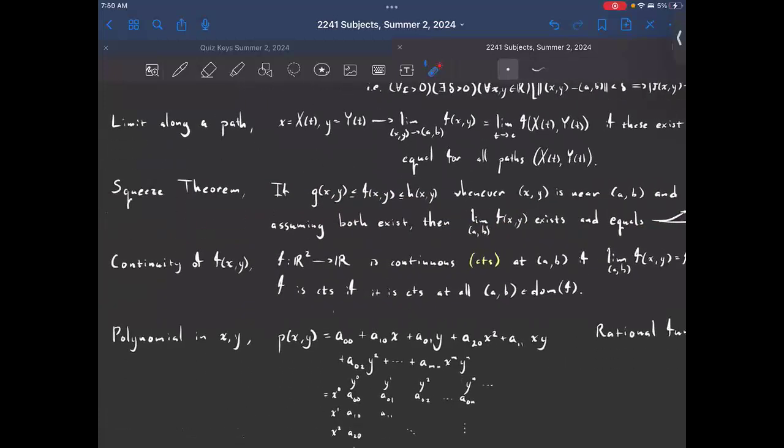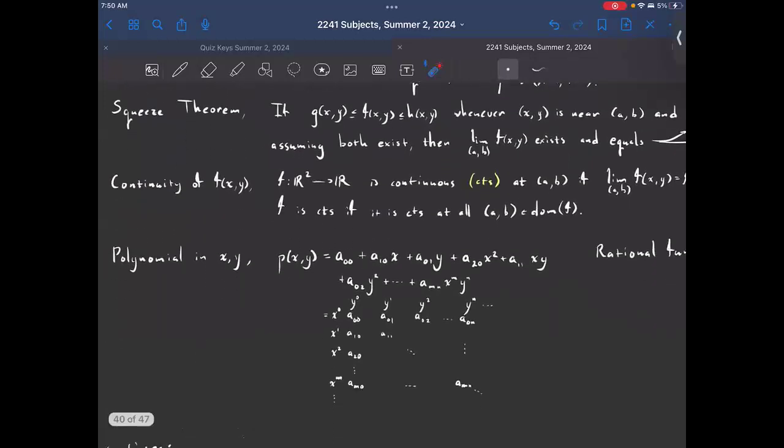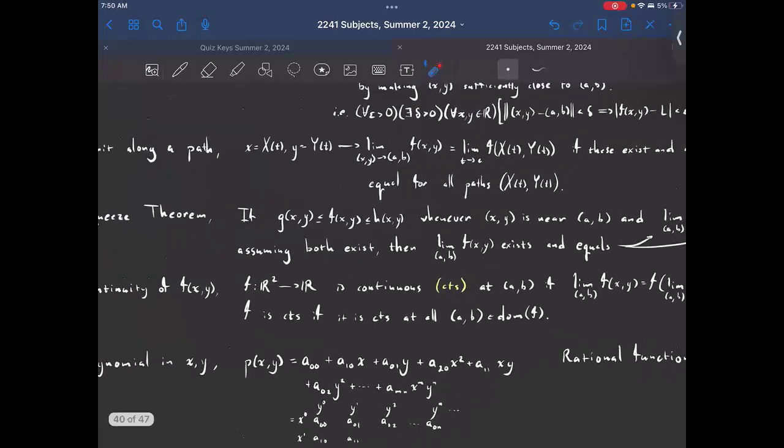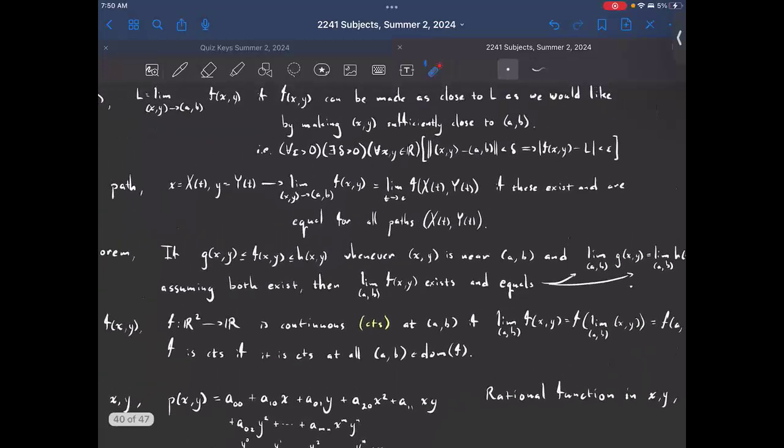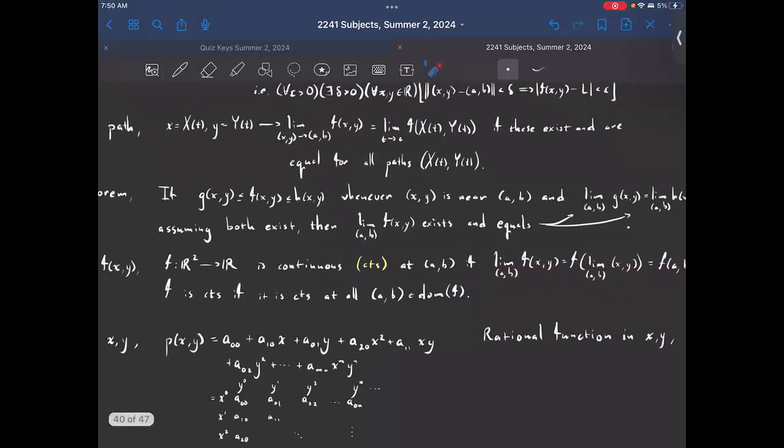Next up, we have continuity. What does it mean to be continuous in 2 dimensions? Same thing it means to be continuous in 3 dimensions. It means that you can pass limits through the function. But it basically means, if I do the limit definition and instead of L, I write f of ab, then f is a continuous function.